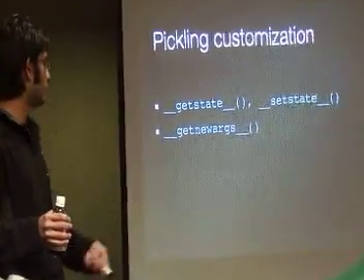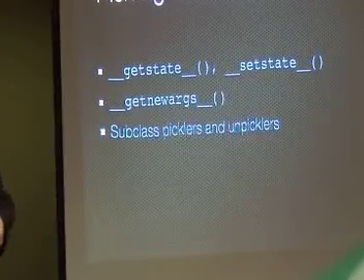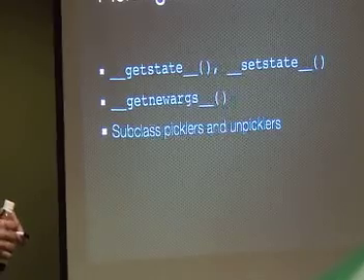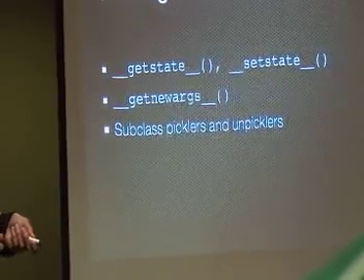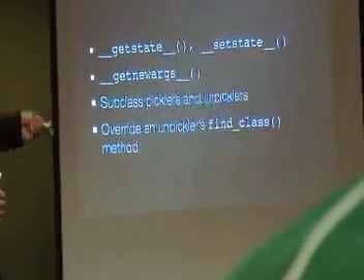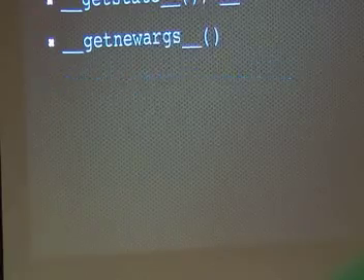GetNewArgs is another way to do that, except it goes through the constructor. It's a way to allow the constructor to get called in that way that I found really unintuitive earlier. You can also subclass picklers and unpicklers. In particular, one neat thing you can do is override an unpickler's findClass method.